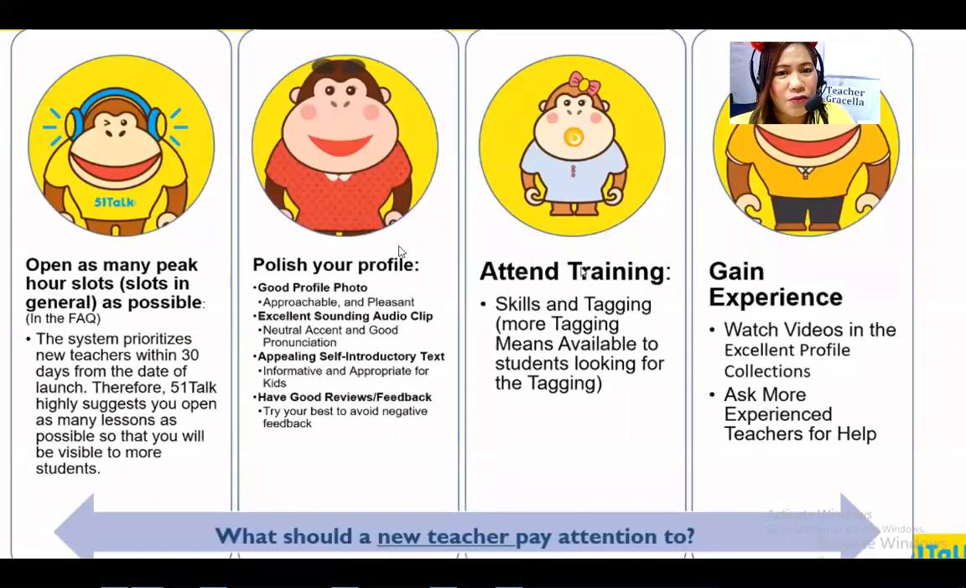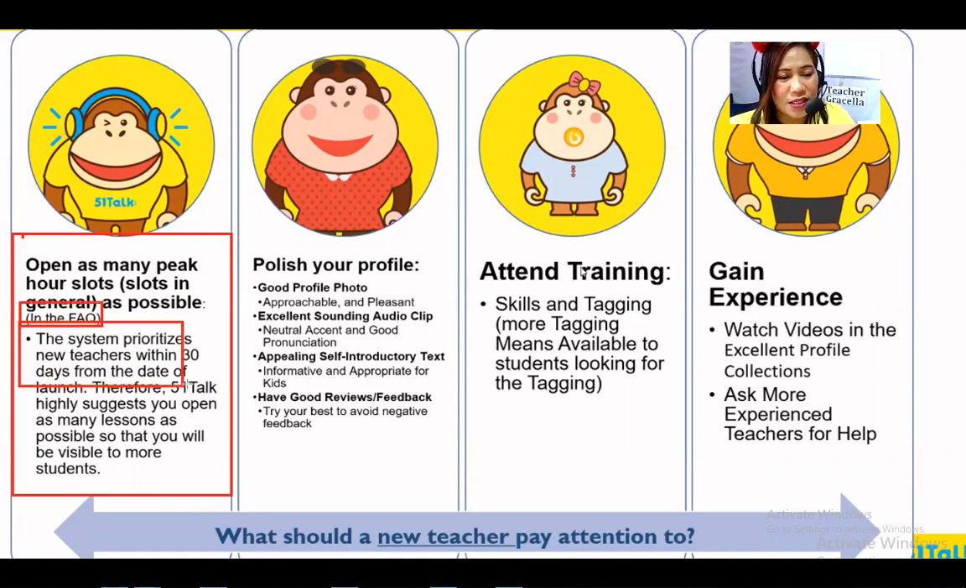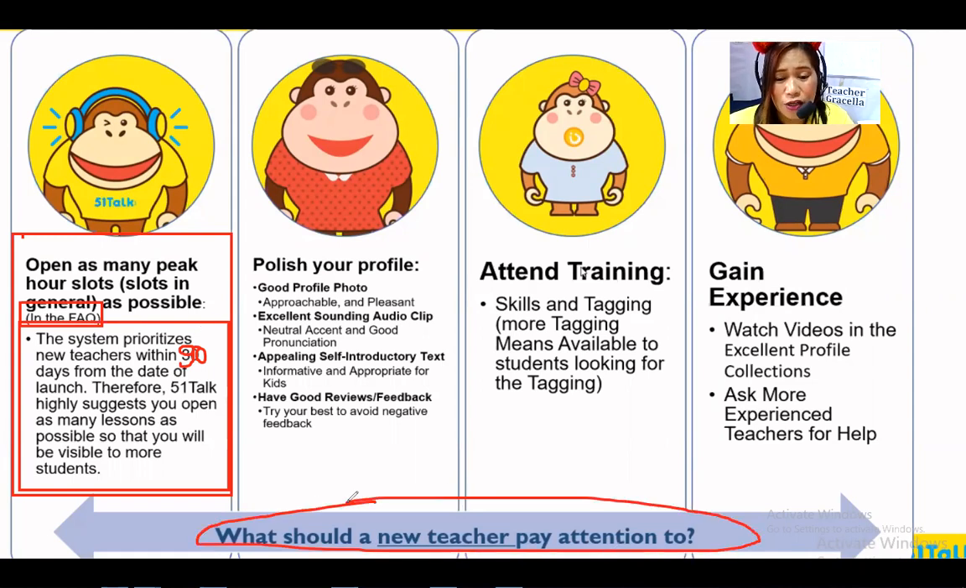All right. Now, first, open as many peak hour slots as possible, as stated in the FAQ. The system prioritizes new teachers within 30 days of the launch date. Therefore, 5 Talk highly suggests you open as many lessons as possible so that you will be visible to more students. Mind you, this is not just 30, but 90. There's what you call the 90-day protection program, especially for the newbies. So what should a new teacher pay attention to?